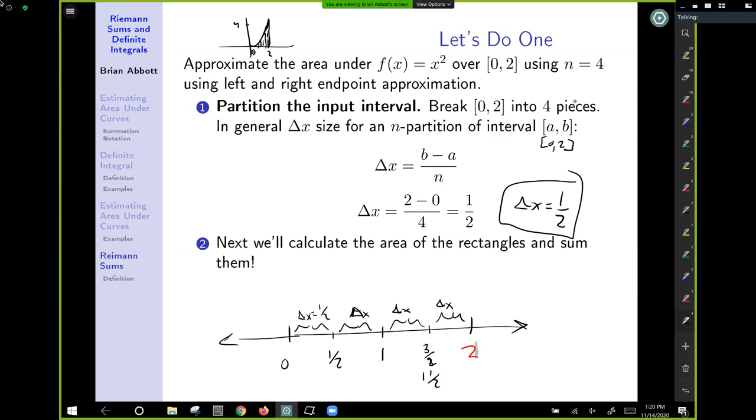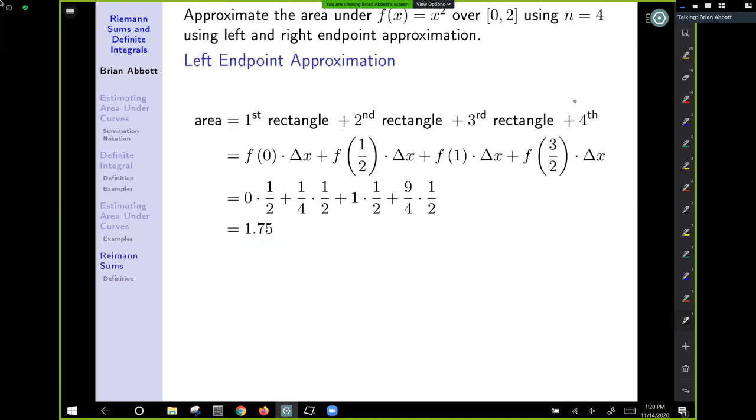Okay, so now we know what our interval looks like. Let's do this. We're going to use left endpoint approximation first. So let's draw a quick picture. I've done the calculations to save us a little bit of writing time, but I want to draw what is actually happening here. So we get a height of 4 over 2, 1, 1 half, and 3 halves. So I'm going to draw our points there. Okay, so 2 comma 4. Parabolas look something like this. And we know that 1 goes to 1 there. 1 squared is 1.